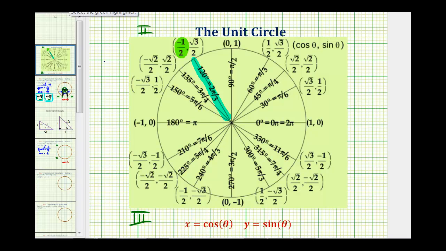And then in the third quadrant, this point has an x-coordinate of negative 1/2. Therefore, cosine theta equals negative 1/2 when theta is equal to 240 degrees or 4 pi over 3 radians. So these are the two solutions to our equation.